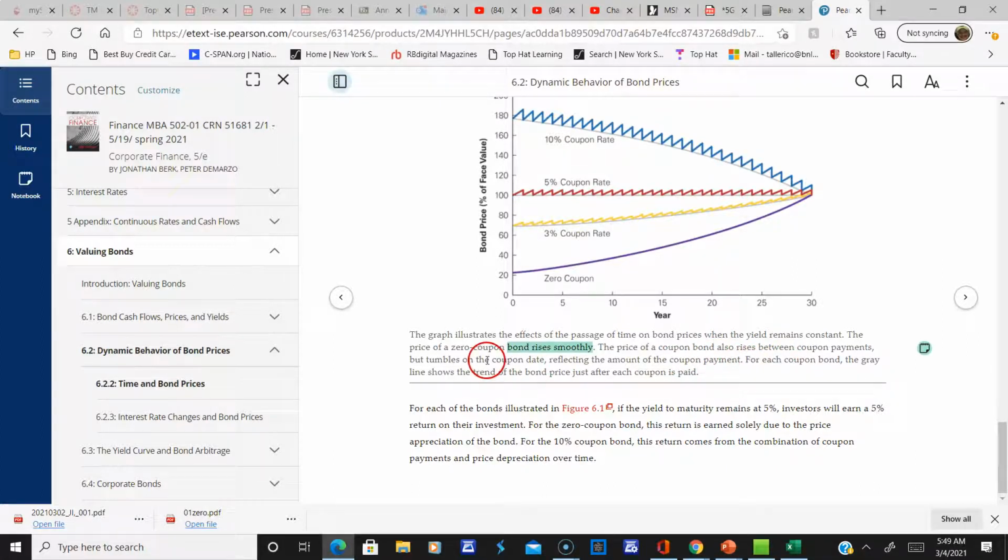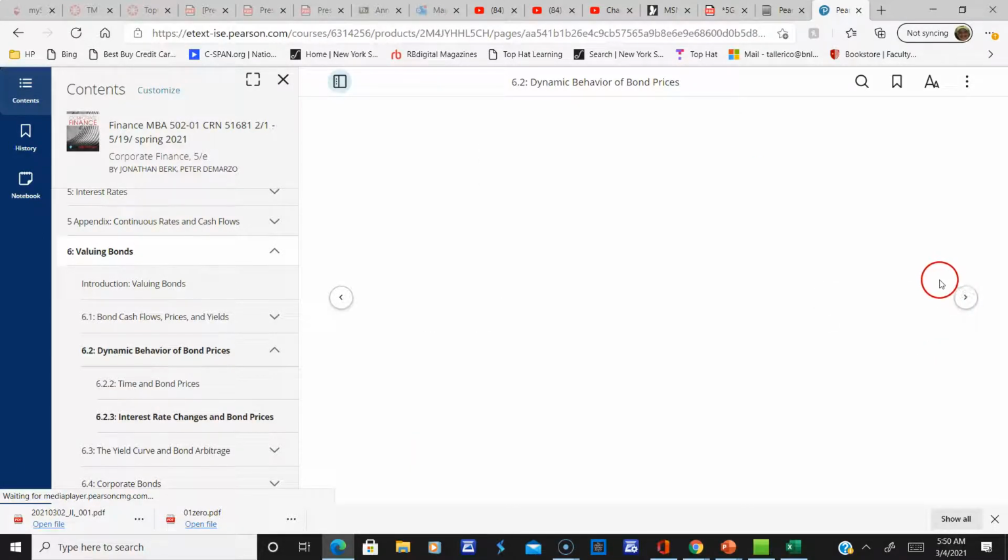For each coupon bond, the gray line shows the trend of the bond price just after each coupon is paid. So you can see this trend here after each coupon is paid. Okay, this is what this gray line represents, and you can see the bottom is the coupons being paid. So basically, that's it for that.